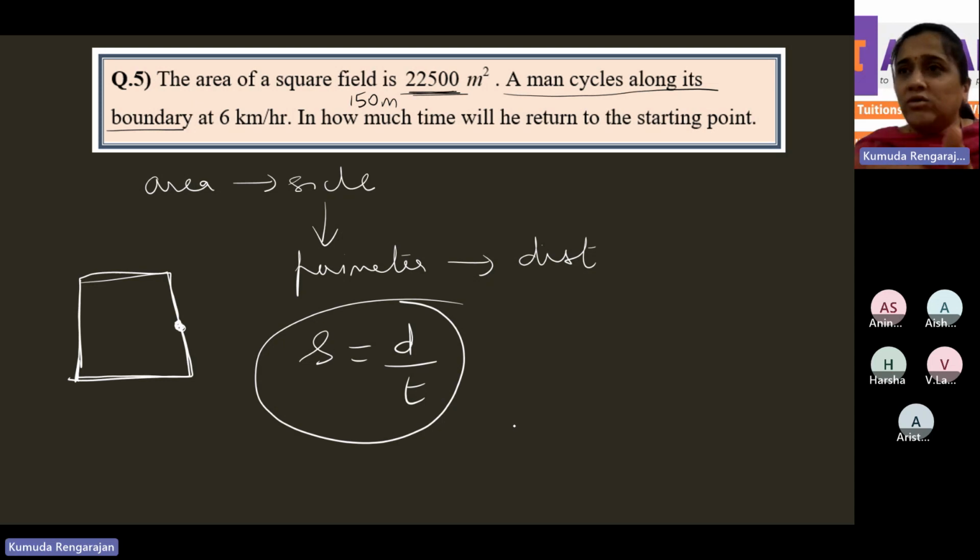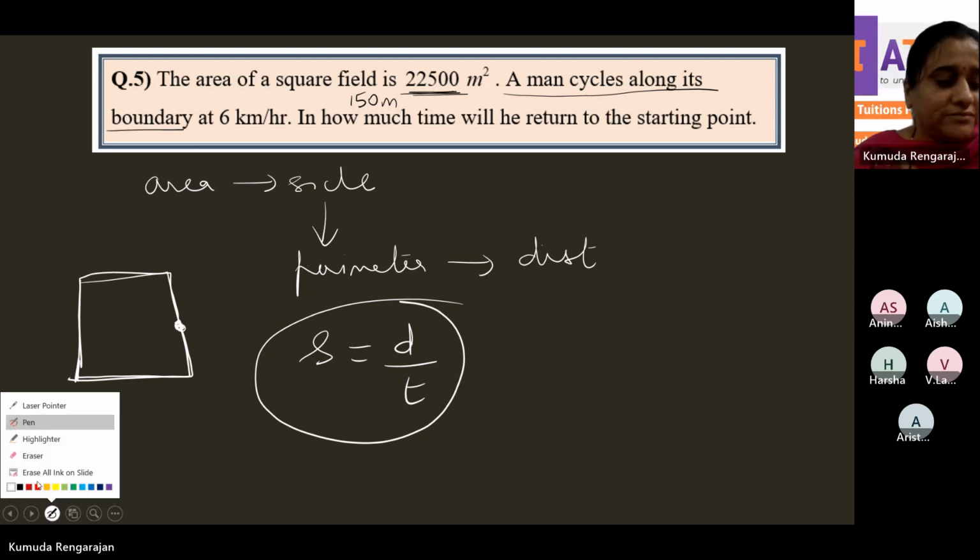If he went 10 rounds, it will be given that he went 10 rounds, or 20 rounds. Nothing is given, so what can you assume? One round. Is the sequence understood, children?